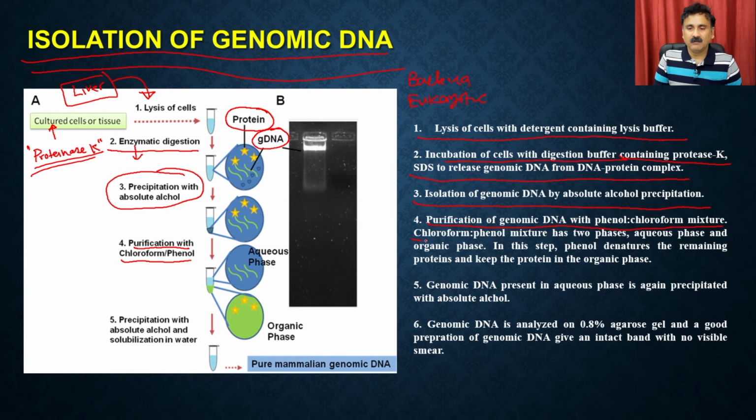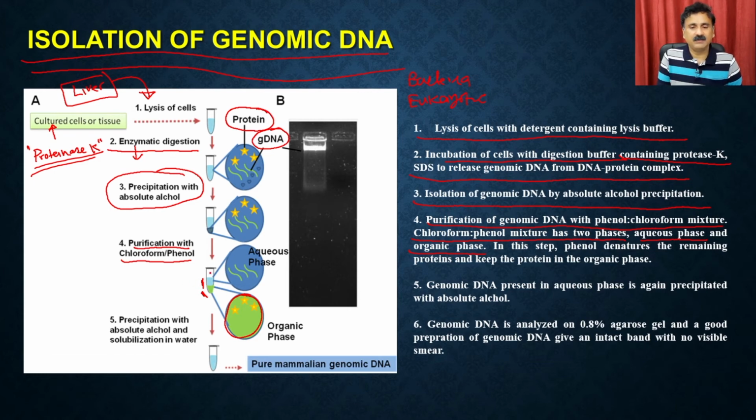The phenol chloroform mixture has two phases: the aqueous phase and the organic phase. When you extract this DNA, which contains protein, with the phenol chloroform mixture, it gives you the two phases. So what is in the organic phase? All the proteins are going to come into the organic phase because they get precipitated, whereas the DNA is going to be present in the aqueous phase.